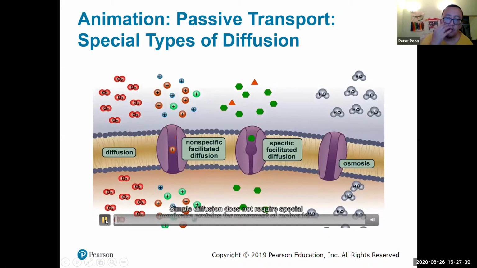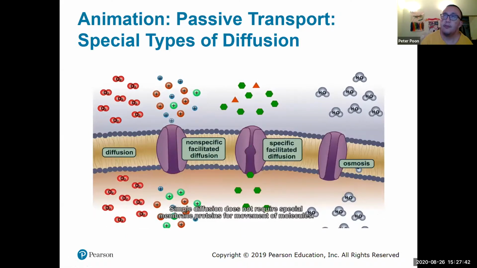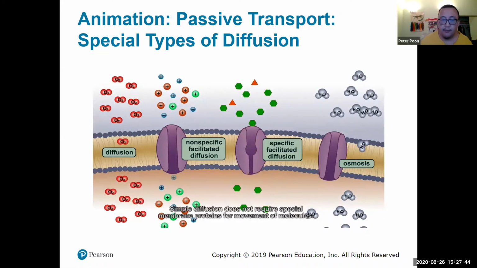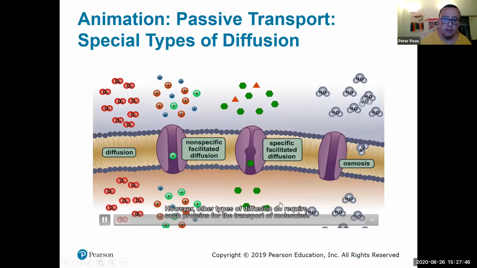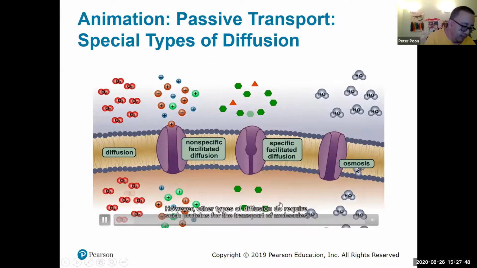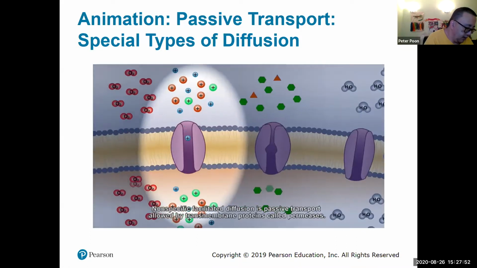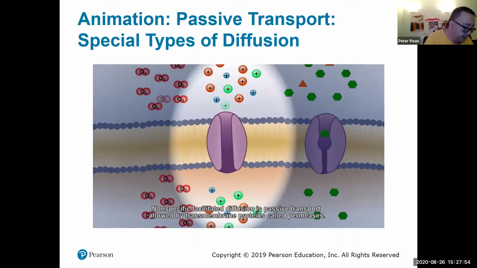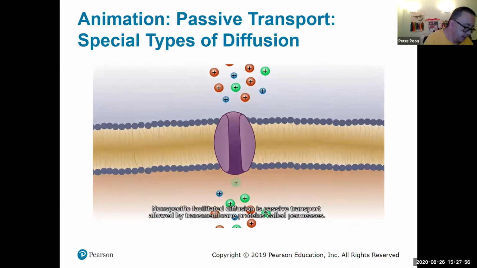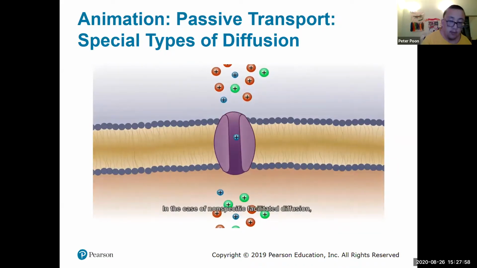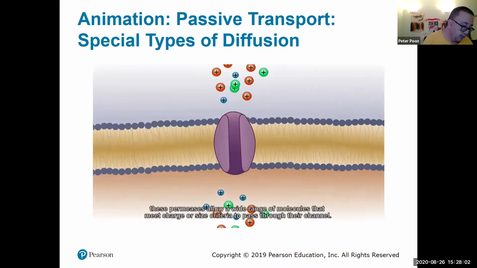Simple diffusion does not require special membrane proteins for movement of molecules. However, other types of diffusion do require such proteins for the transport of molecules. Nonspecific facilitated diffusion is passive transport allowed by transmembrane proteins called permeases. In the case of nonspecific facilitated diffusion, these permeases allow a wide range of molecules that meet charge or size criteria to pass through their channel.